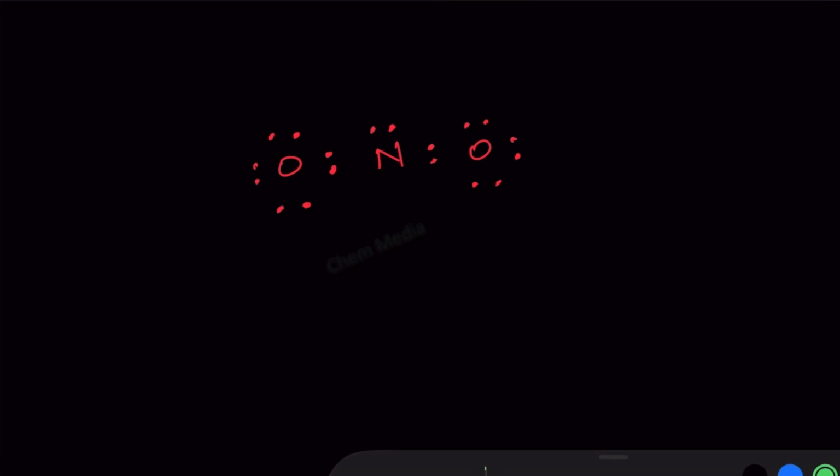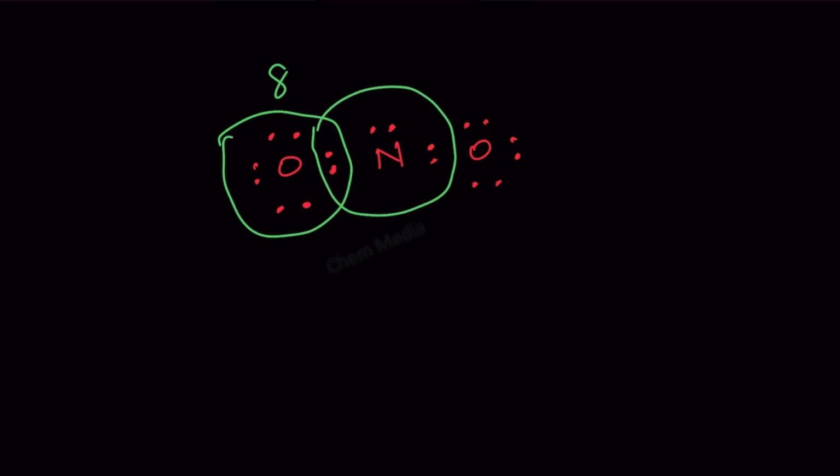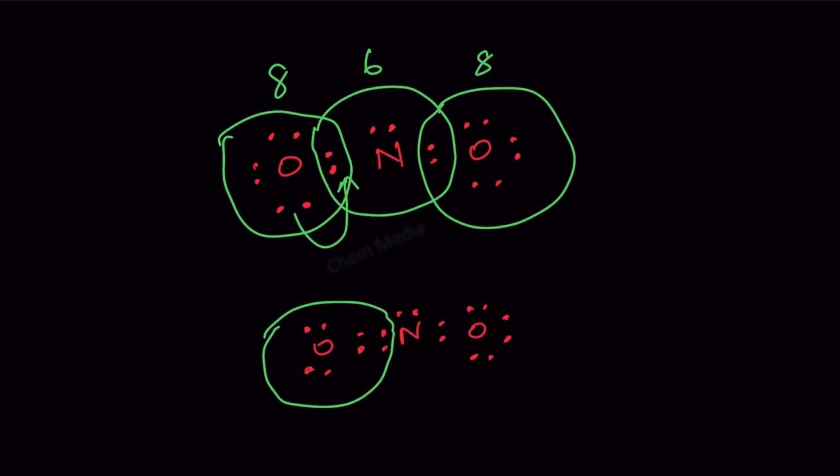Now, if we check for the octet configuration, oxygen atom satisfies the octet configuration, but nitrogen atom doesn't satisfy the octet configuration. We have only 6 electrons around nitrogen. So therefore, what we can do is we can bring one lone pair to the bond pair. If we do that, then each atom would satisfy the octet configuration. Now oxygen atom has 8 valence electrons around it, and nitrogen atom also has 8 valence electrons around it.